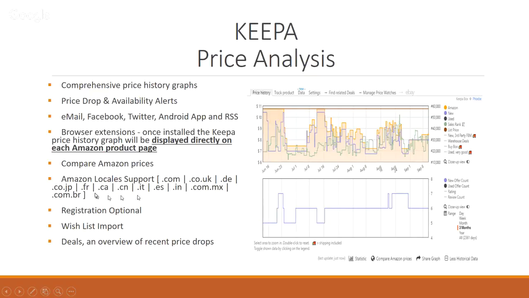Now, as you can see here, it does support virtually every Amazon platform. In this case, I'm on the .com on the American site. But if you've got the UK or Germany, Japan, France, any of these others, it will give you that same data that you're looking for. All right, so that's KEEPA, very useful tool. I use this quite a bit to see if products are stable or not over a period of time.